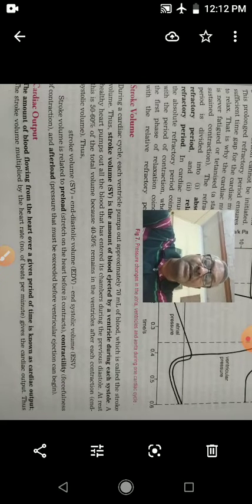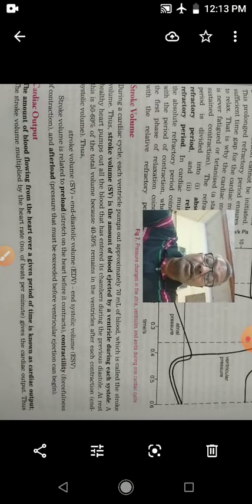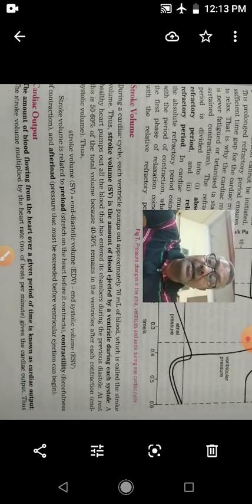The stroke volume is the amount of blood ejected by a ventricle during each stroke. So near about 70 ml of blood is ejected by a ventricle during each stroke. So this is called stroke volume. A healthy heart pumps out all the blood that has entered its chamber during the previous diastole.